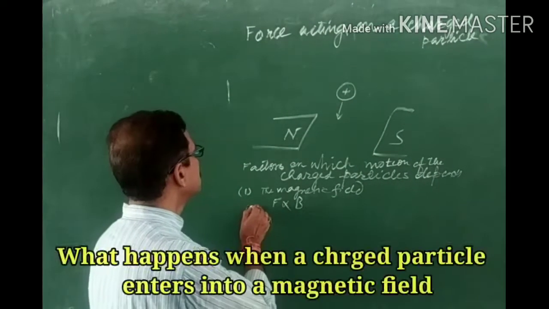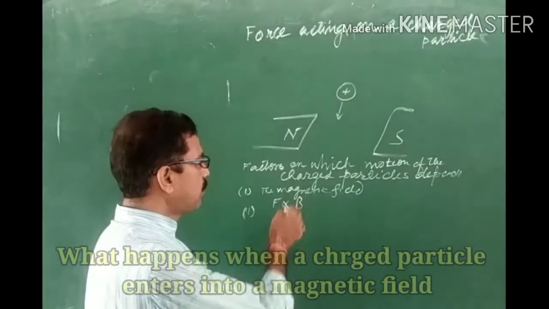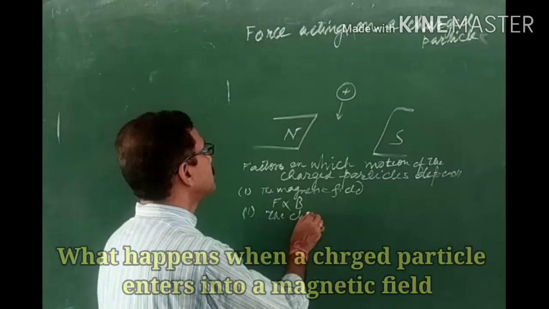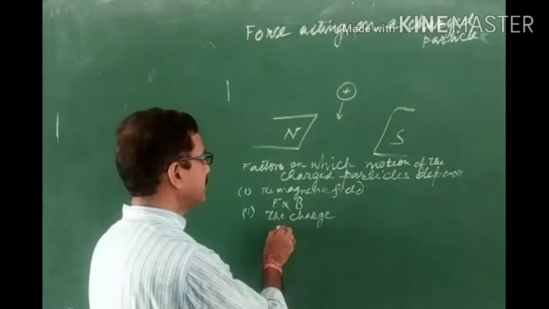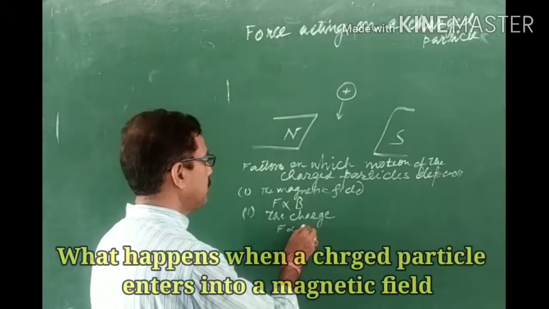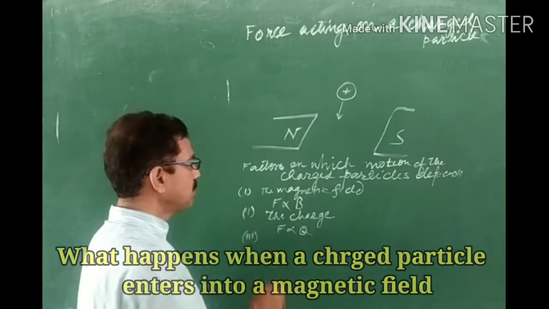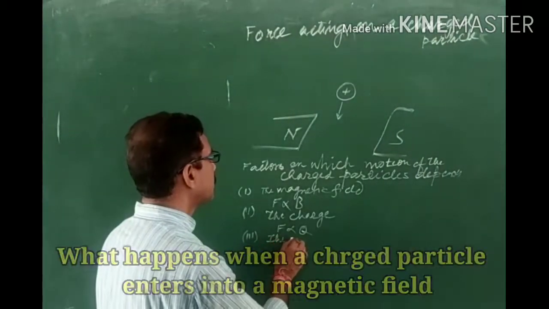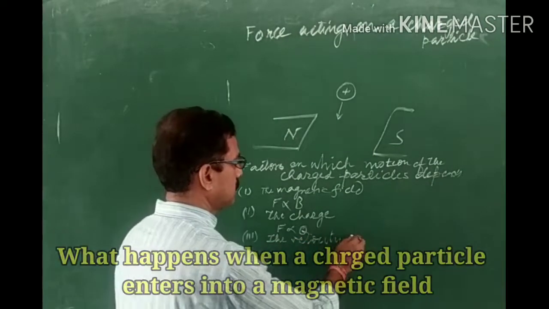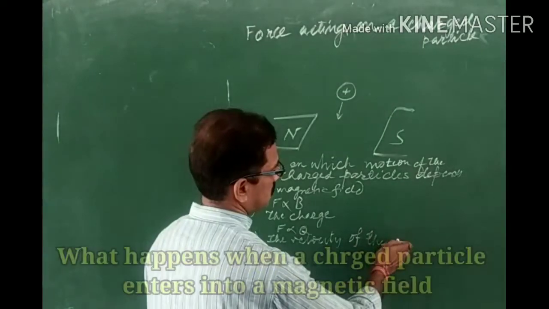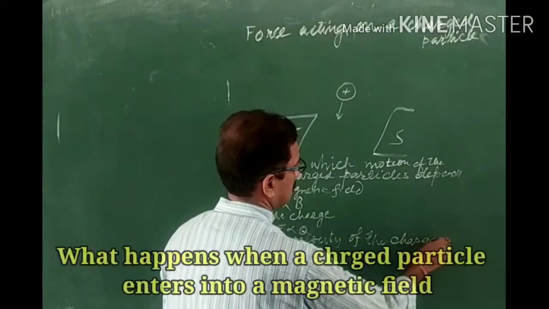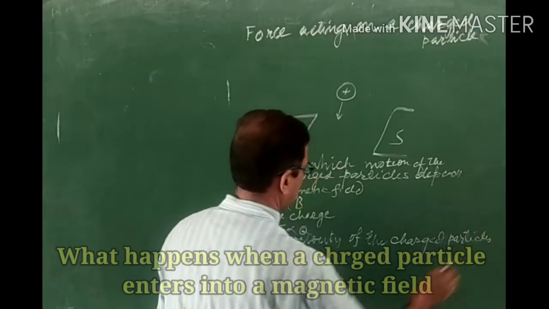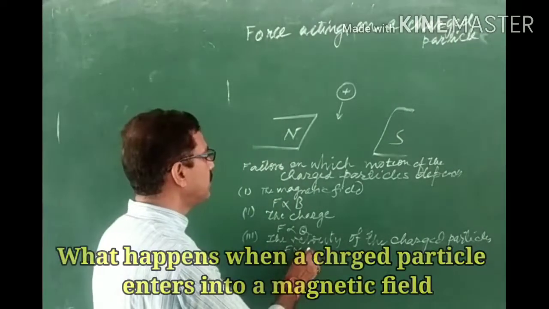Second factor on which this force depends is the amount of charge. How does it depend? F is proportional to Q. Third factor on which the force depends is the velocity of the charged particle. How does it depend? F is proportional to V.